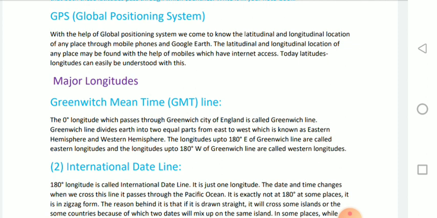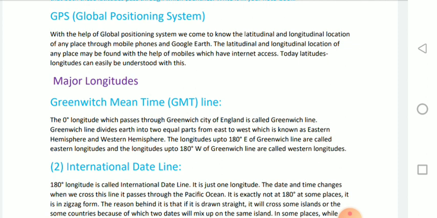Now let's learn major longitudes. Greenwich Mean Time, GMT line. The GMT line decides the proper time of the globe. The zero longitude, which passes through Greenwich city of England, is called the Greenwich line. This is factual data you should note down in your notebook. The zero longitude, which passes through Greenwich city of England, is called the Greenwich line.